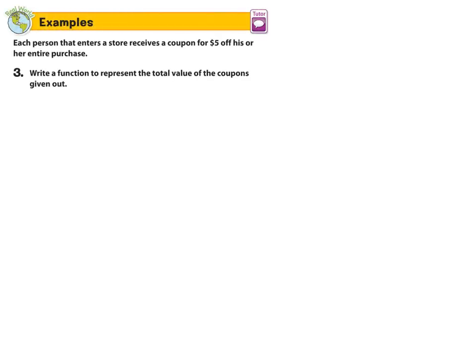So let's look at another real world problem. Each person that enters a store receives a coupon for $5 off his or her entire purchase. Okay. Rarely happens, but it does exist. So for example 3, write a function to represent the total value of the coupons given out. So let y represent the total value of the coupons and x represent the number of people. So the function is going to be y equals 5x. Okay. The y again represents the total value. $5 is our 5, and then x is representing the number of people that it's given out to.